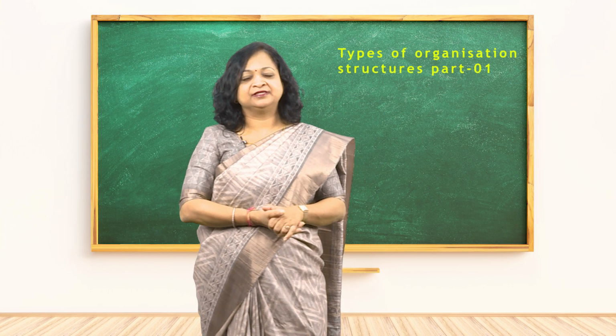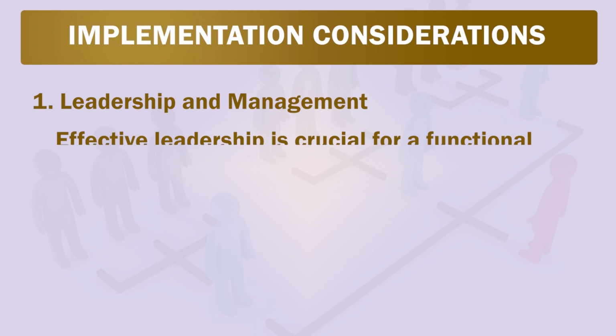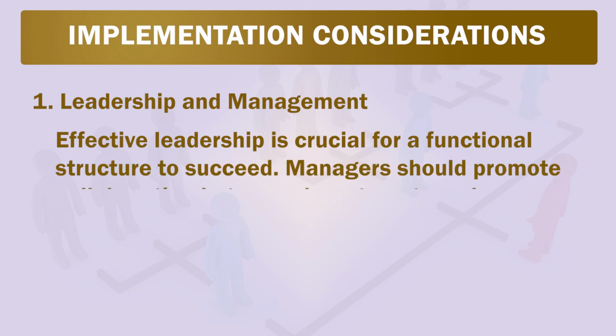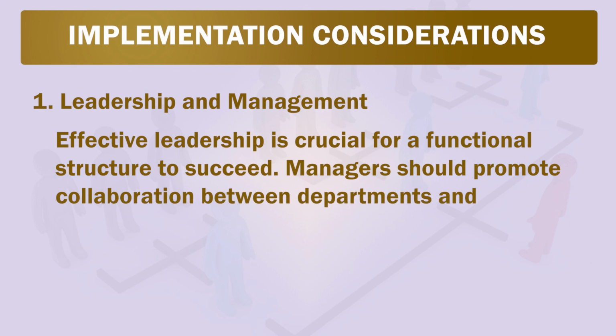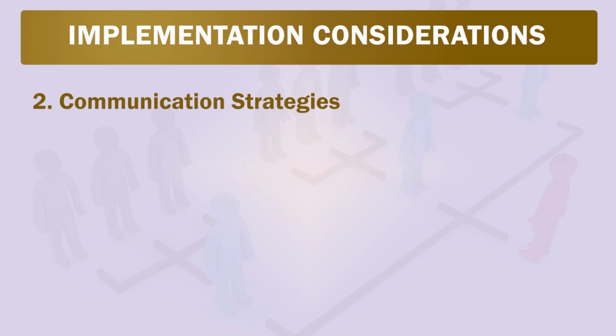Friends, what happens is many times the first aspect coming over here is leadership and management. So, effective leadership is crucial for the functional structure to succeed. The managers should promote collaboration between the departments and encourage open communication to mitigate the risks of silo mentality. Secondly, communication strategies.